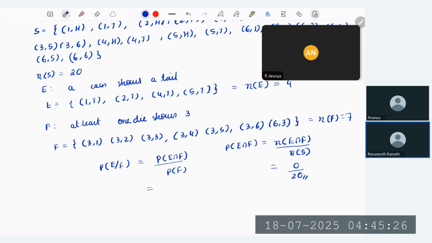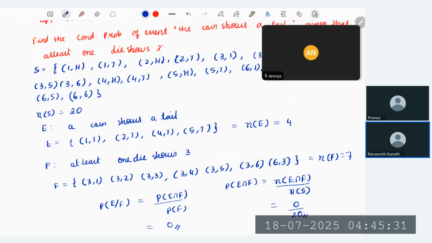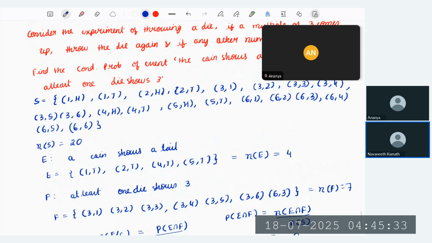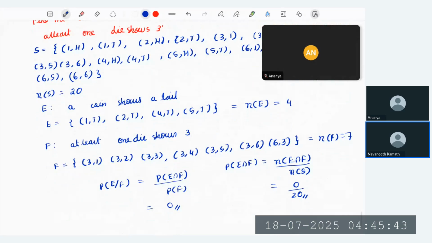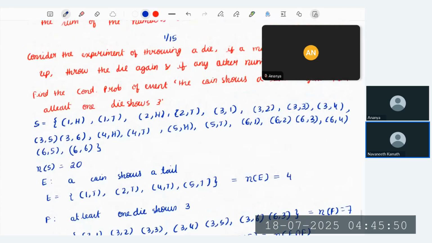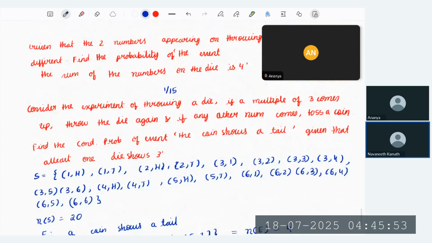So hence the conditional probability is also 0. There is no possibility. Whenever I get a 3 on the die, I will never get tail or head, because we'll be rolling the dice, not tossing the coin. That's why the probability is 0. If you understand the problem correctly, you can directly say it is 0, because whenever I'm getting a multiple of 3, I'll be rolling the dice, not tossing the coin. So you will never get tail when you have a multiple of 3. Correct?